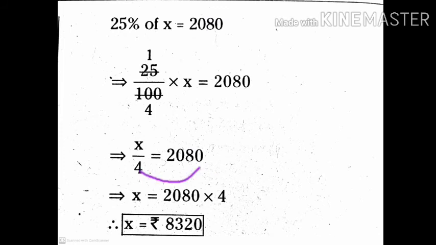Next step, X is equal to, transposing 4 to the right side of the equation, that is 2080 into 4. That implies X is equal to 2080 into 4 is equal to 8320 rupees. Therefore, total profit in that month is equal to 8320 rupees.